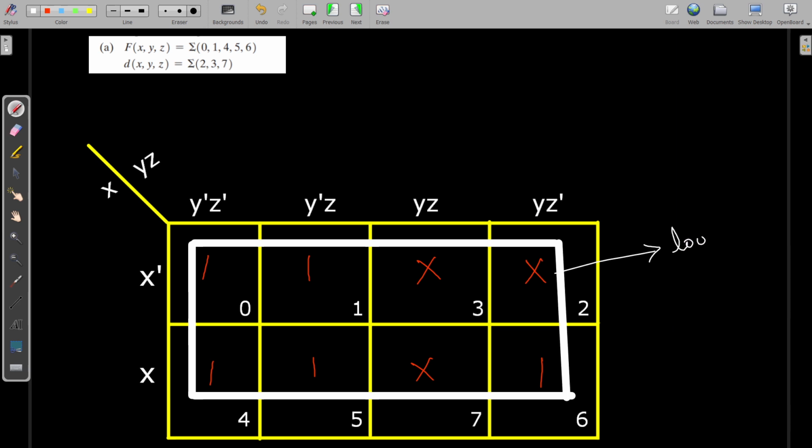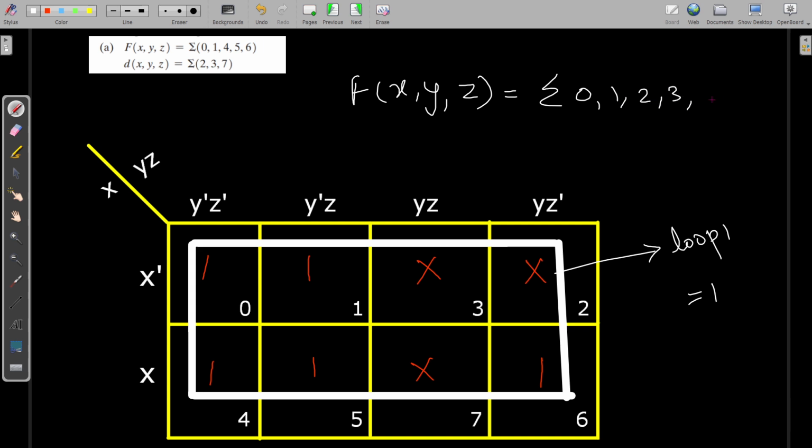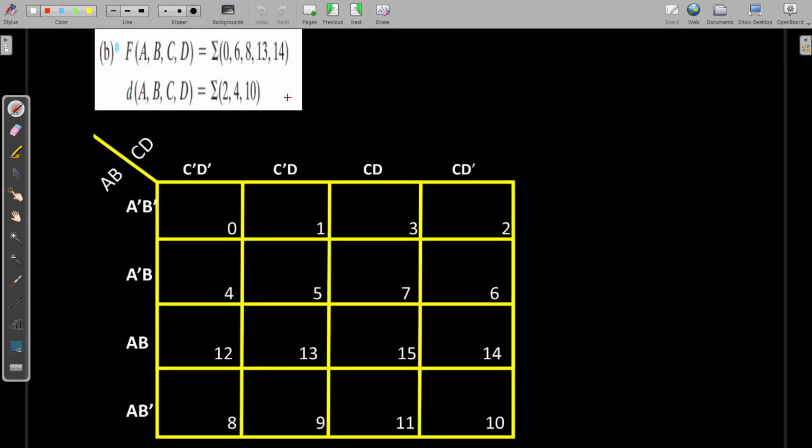So this is loop 1, for which the expression is equal to 1. It can be written as the sum of minterms f of x, y, z is equal to, it covers everything, right? So it is 0, 1, 2, 3, 4, 5, 6, 7. So this is the answer. Now we move on to the next problem.